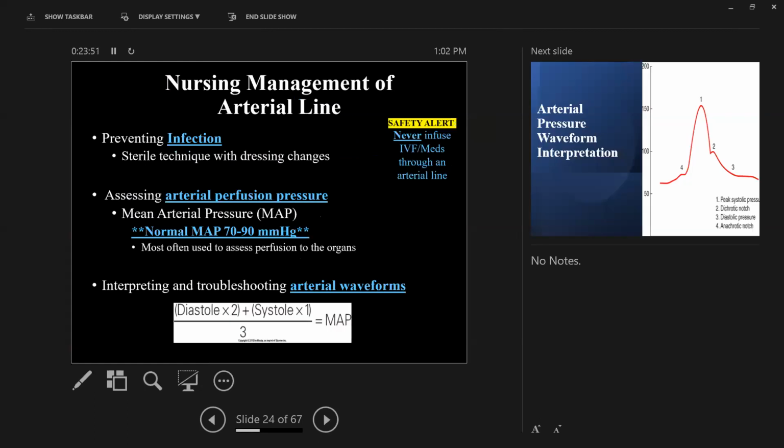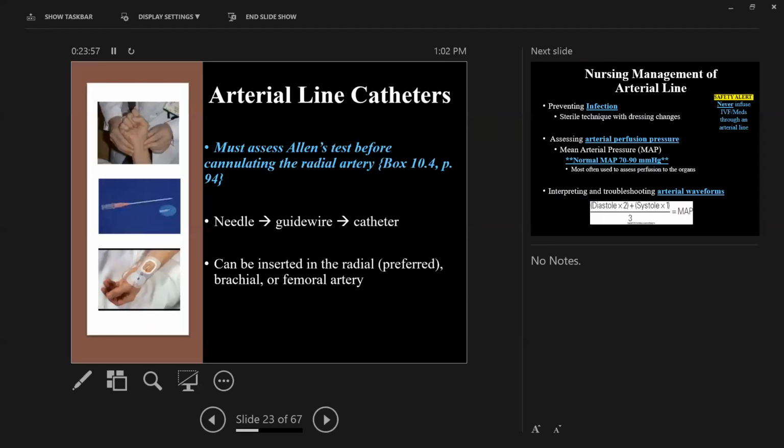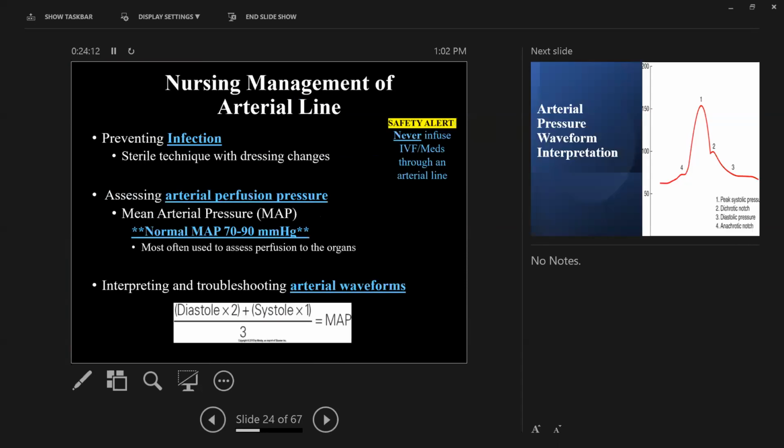All right, nursing management of arterial line: prevent infection. If you look back, I'm going to flip back. This is a sterile dressing. Do not just grab a 2x2 out of your pocket and slap it over the art line. This is sterile, just like you learned in 232 how to change CVC dressings. Same concept, sterile dressing.